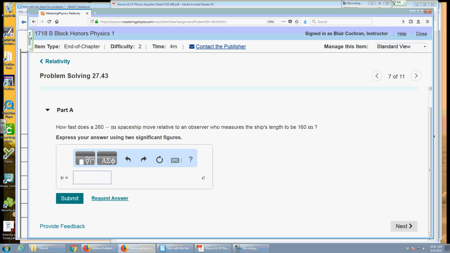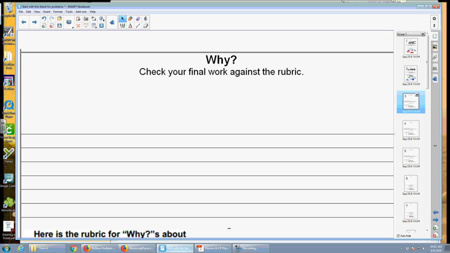Alright, so we have a spaceship, and it's moving relative to an observer, and that observer measures the length to be less. Pretty straightforward. Now, notice they want us to solve for velocity in terms of the speed of light. And right away, what I think of is I'm not solving for v, but I'm solving for v over c. That's just how my brain goes about it. But let's start off with our givens here.